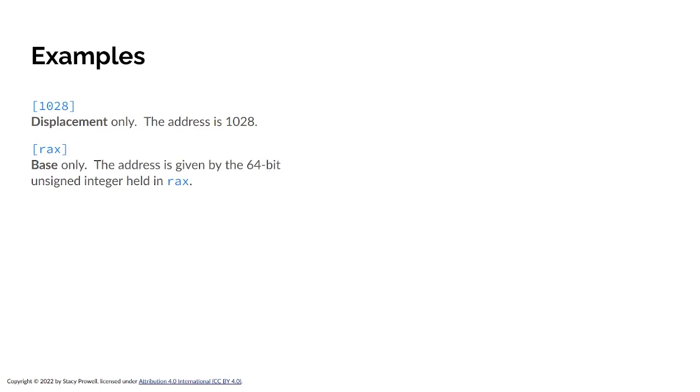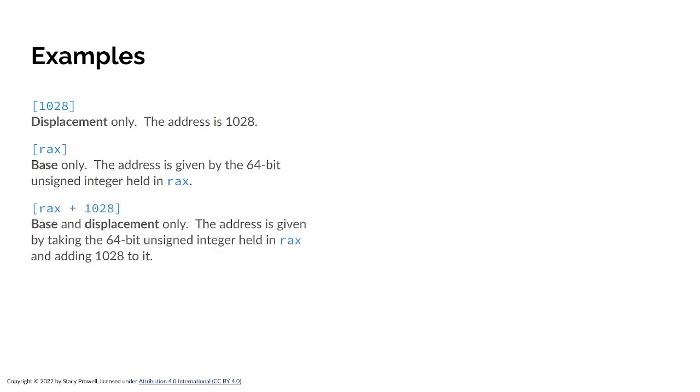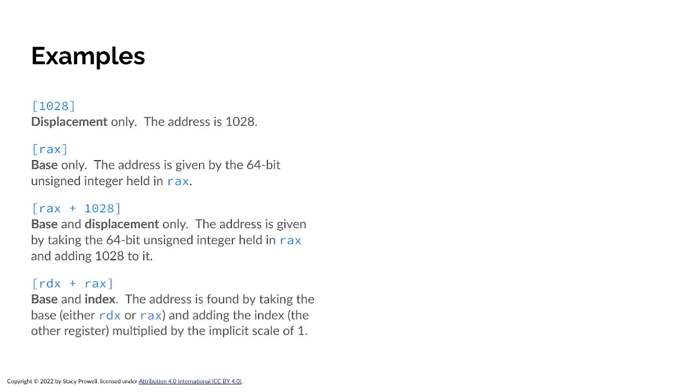How about this? Base only. Right? I take RAX. That tells me go look at the location pointed to by RAX. Could I think of RAX as being my index? Sure, I could. Index times the default scale of 1 is just the index, plus a base of 0 and a displacement of 0. There you go, right? It doesn't matter how you want to think about it. That's perfectly fine. Base plus displacement. So this takes my base in RAX, adds 1028 to it, and I go to that address.